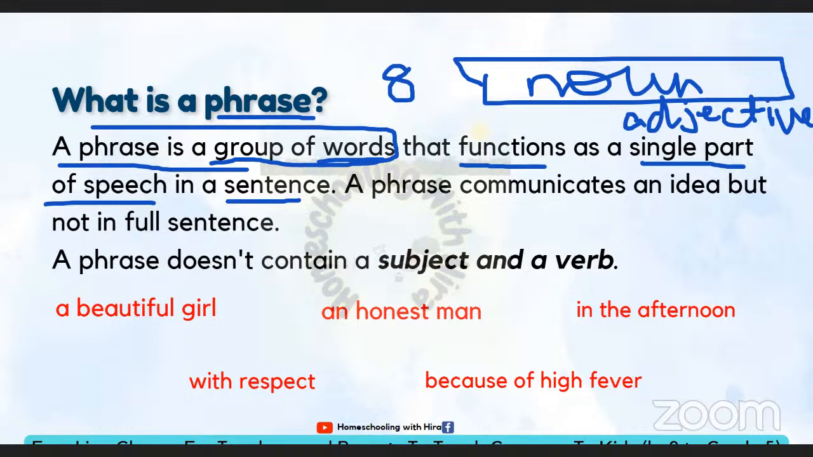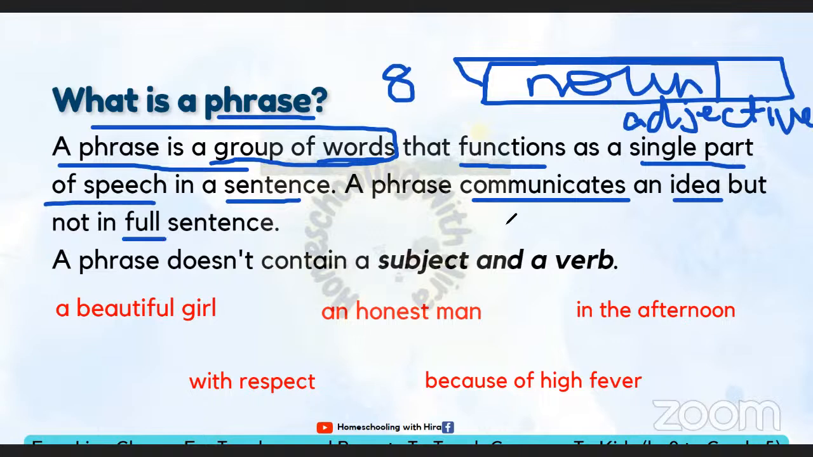So phrase क्या होता है? Phrase is nothing but a group of words. Phrase कुछ भी नहीं है, सिर्फ एक group of words है जो मिलकर किसी भी एक part of speech की तरह काम करने लगता है. ठीक? A phrase communicates an idea but not in a full sentence.